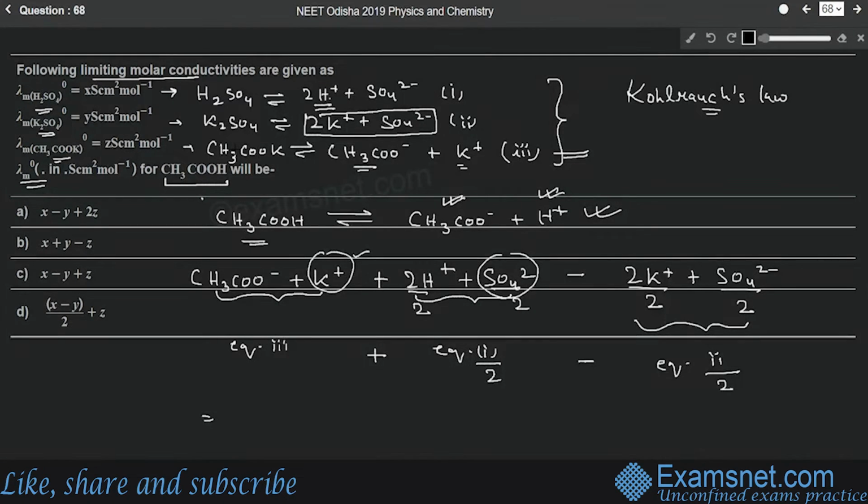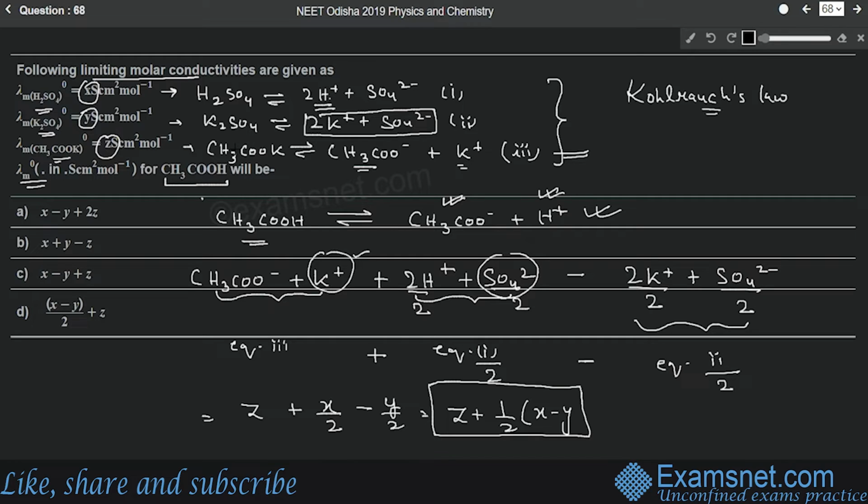Equation 3. What is the molar conductivity given in equation number 3? It is Z. Okay. So Z plus equation 1 we have x, so x divided by 2 because this equation is to be divided by 2, minus equation 2 by 2. So what is the conductivity given in equation 2? It is y, so y divided by 2. So z plus, if we take half common, here we'll get x minus y. So this is the required molar conductivity of acetic acid. So this can be seen in option number D. Okay, so option D will be the correct answer.